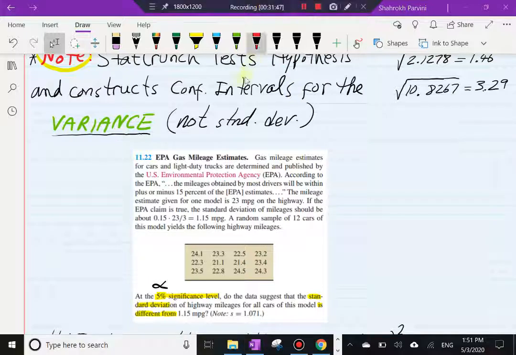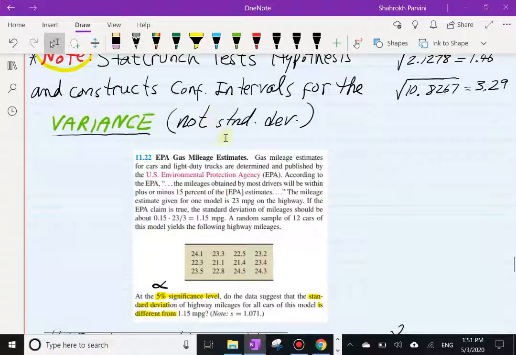Now, in this exercise, it reads, gas mileage estimates for cars and light-duty trucks are determined and published by the U.S. Environmental Protection Agency, the EPA. According to the EPA, the mileage obtained by most drivers will be within plus or minus 15% of the EPA estimates. The mileage estimate given for one model is 23 miles per gallon. All right, that would be like the average mileage on the highway.